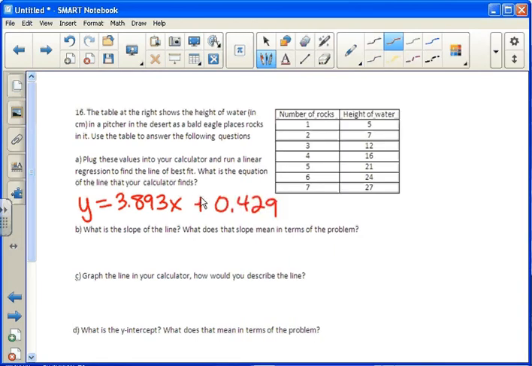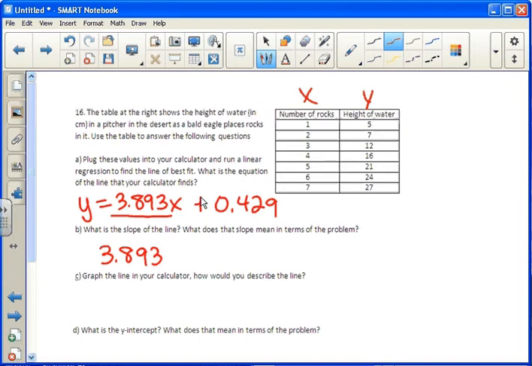Then part B asks, what is the slope of the line? Well, let's go ahead and take care of that. The slope is the number in front of x. So the slope is 3.893. And this says, what does the slope mean in terms of the problem? Remember, slope is always your change in y per x. So in this case, it's the change in the height of water per rock placed in the pitcher.